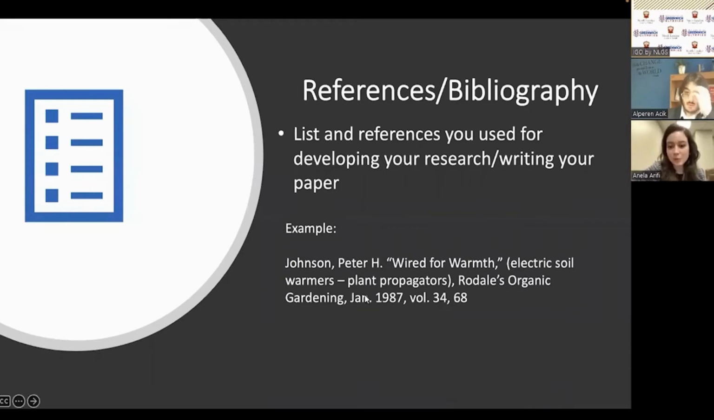This is just an example of how to cite a book, but I would recommend going online or even reaching out to your professors in your middle schools or high schools to ask them how to cite articles, how to cite websites or other forms of resources that you're using.